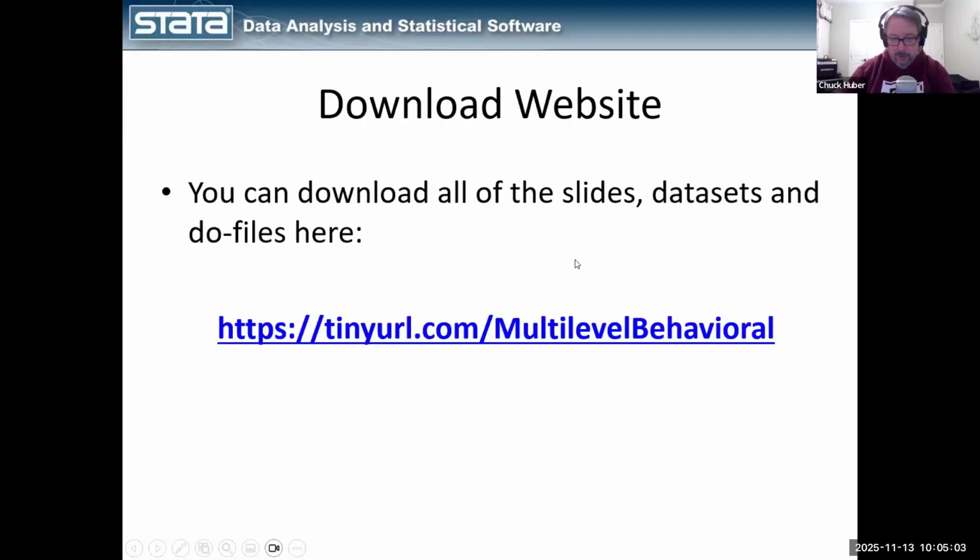You can download all the materials for today at this website. It's tinyurl.com/multilevel behavioral. It has all the slides, the data sets, the do files. There are some fun tricks in the do files in here. Some of the graphs you'll see, you may scratch your head and say, well, how did he do that? Well, I don't have all the code in the slides, but all the code is in the do files. So if you want to see how to make some of these slides, all of that is available at this tiny URL. I pasted this link into the comments window earlier, so you can just click on that link, and I'll have this link at the end as well.